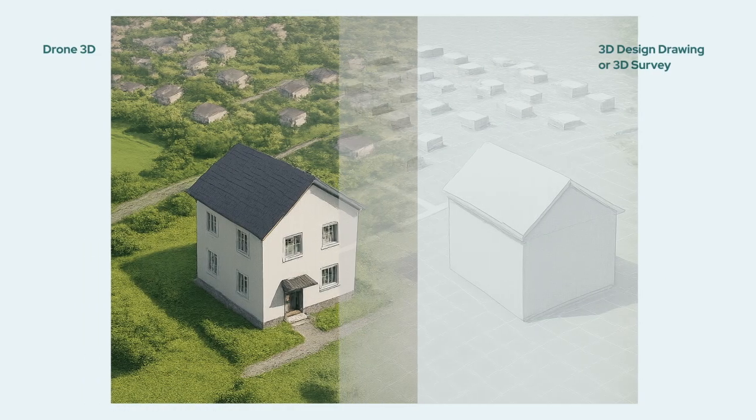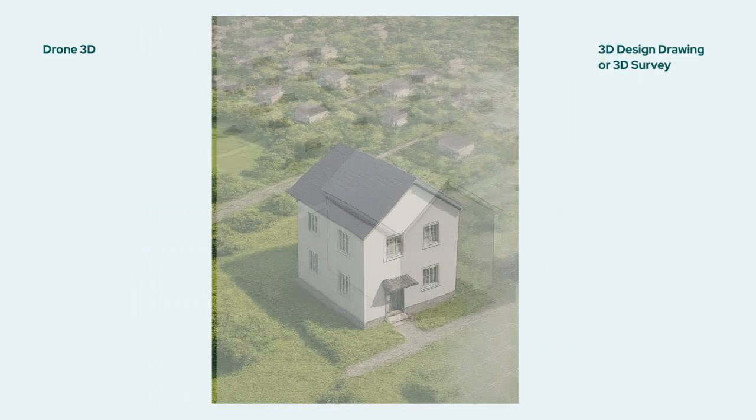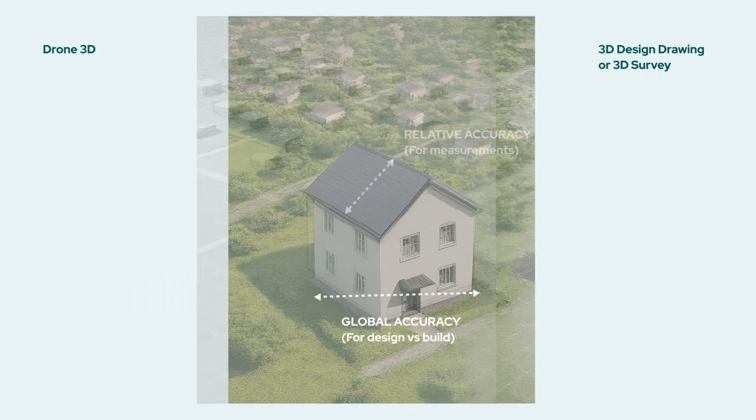So absolute accuracy has to do with the positioning in the real world. Relative accuracy has to do with measurements between points relative to each other in the 2D map or 3D model. So that's really important to bear in mind.